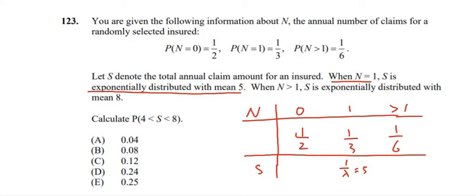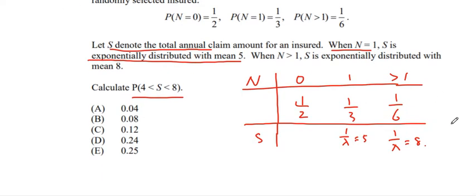For n larger than 1, here is the total claim. For this exponential distribution, the mean is 8. So we want to find the probability that this is between 4 and 8. So we have two cases. This case or this case, right?